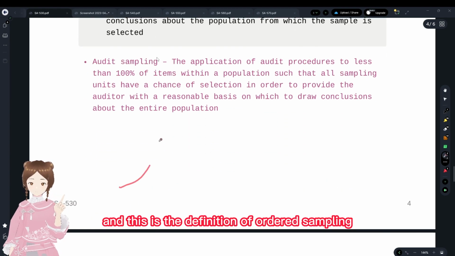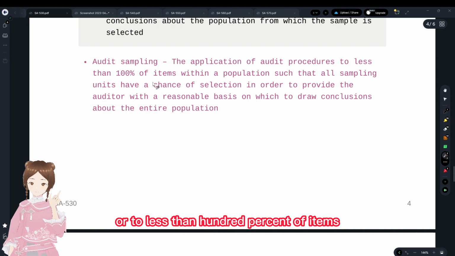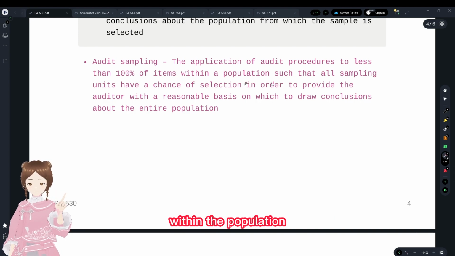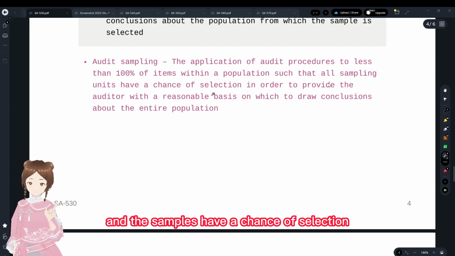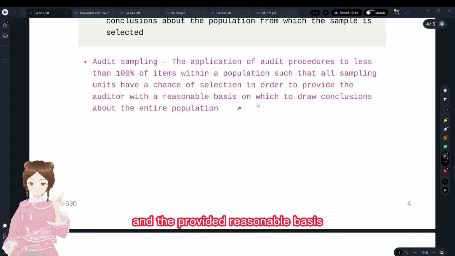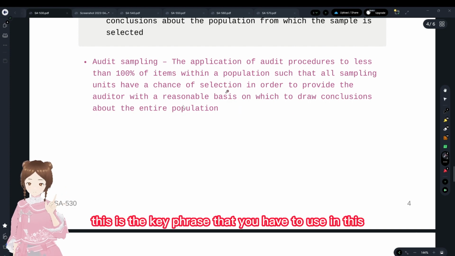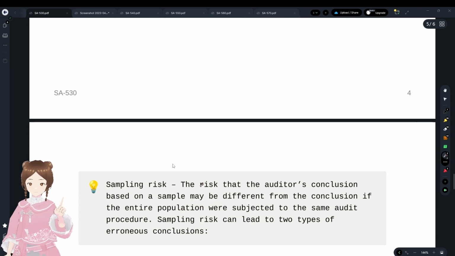And this is the definition of audit sampling, that is, the application of audit procedures to less than 100% of items within the population, where every sample has a chance of selection, and they provide a reasonable basis to draw conclusions on the entire population. This is the key phrase that you have to use in this standard 530.